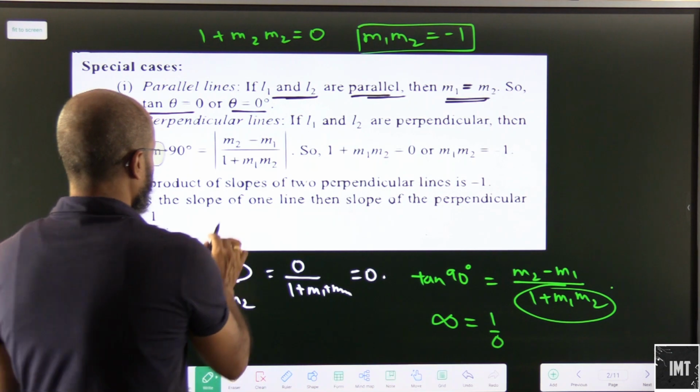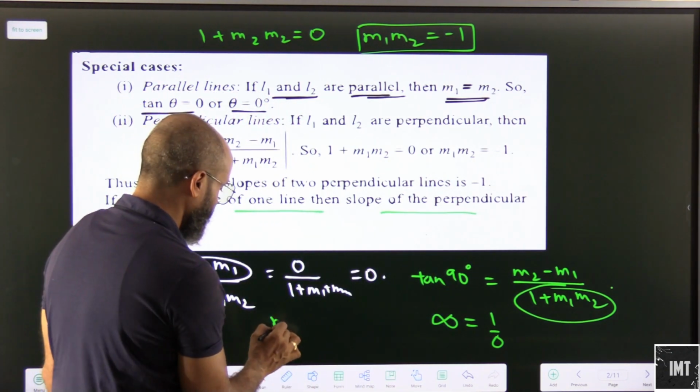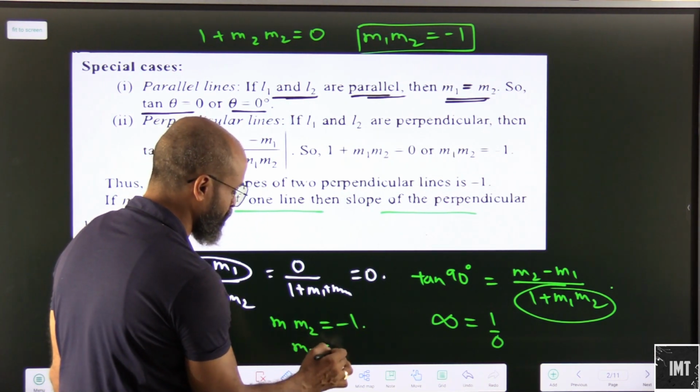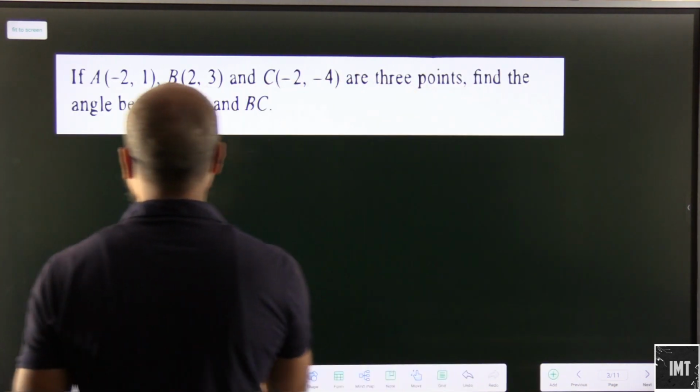Okay, so if m is the slope of one line, then obviously the slope of the perpendicular line will be, let's say m2, where m times m2 is minus 1, so m2 will be equal to minus 1 by m. So that's how things are. Okay, let's move on here.